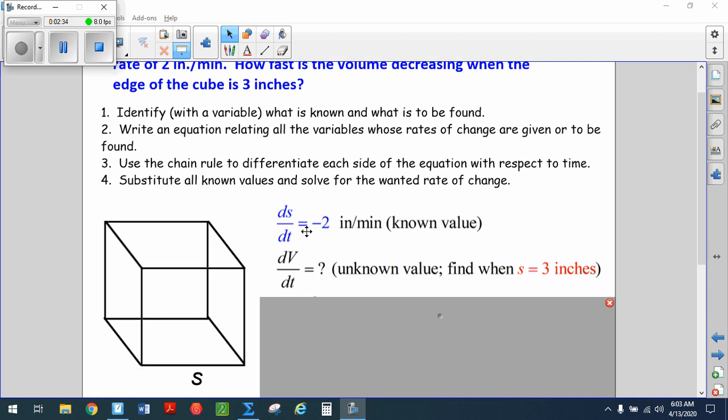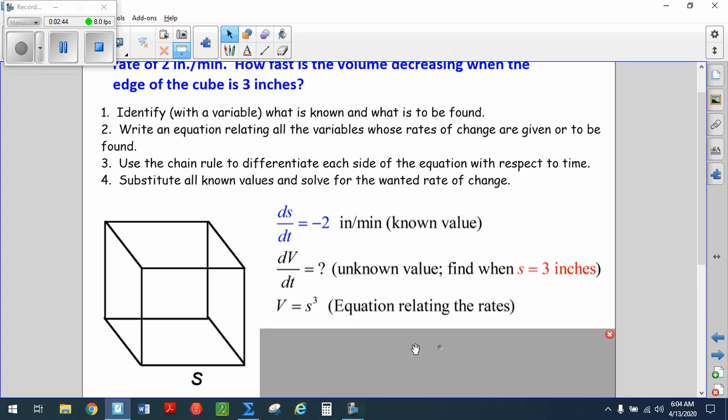So I have ds/dt, I have dV/dt. I know I'm finding dV/dt when the side length is 3. And then I need an equation relating the volume to the side. So volume equals side cubed.